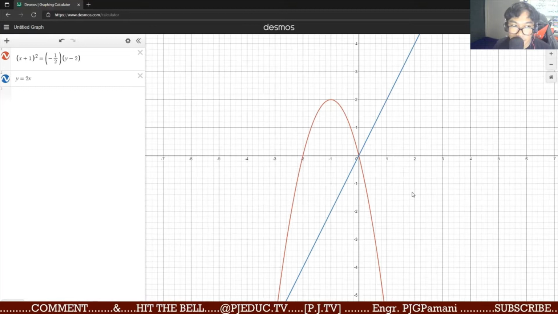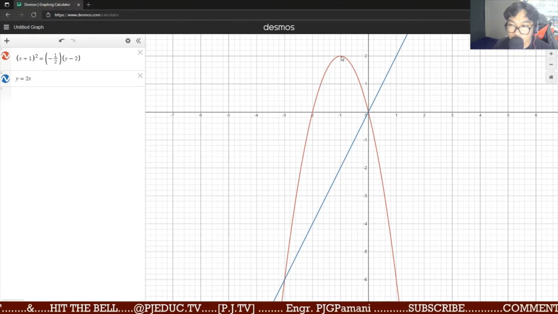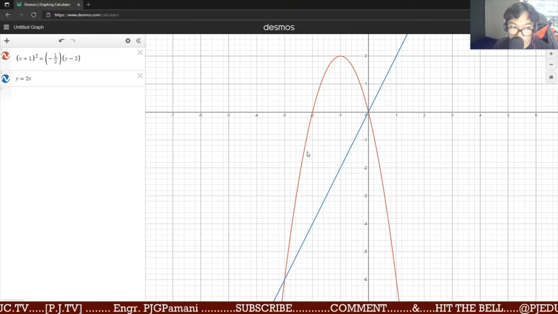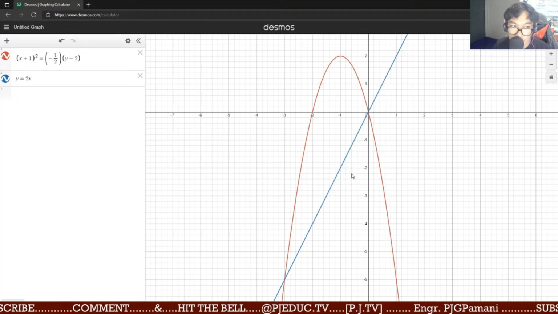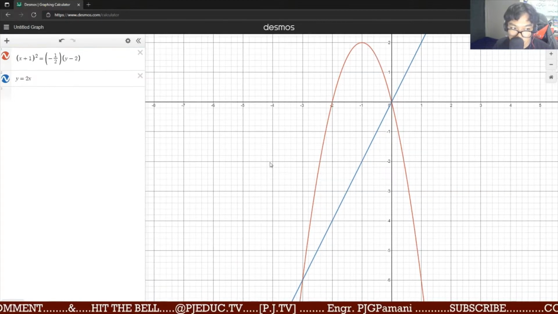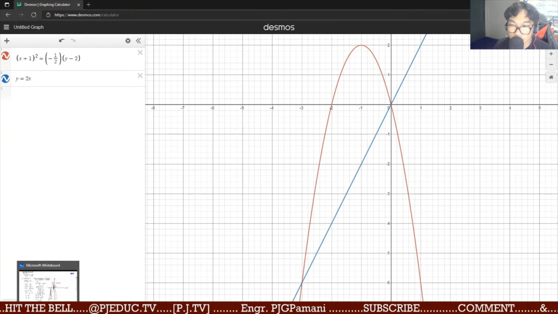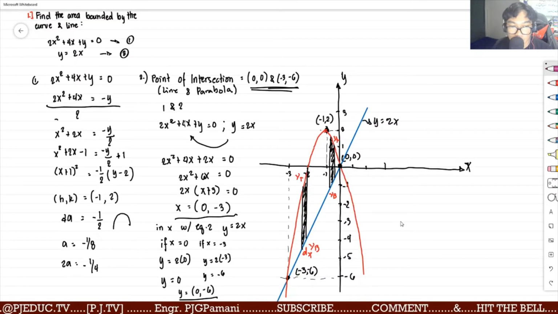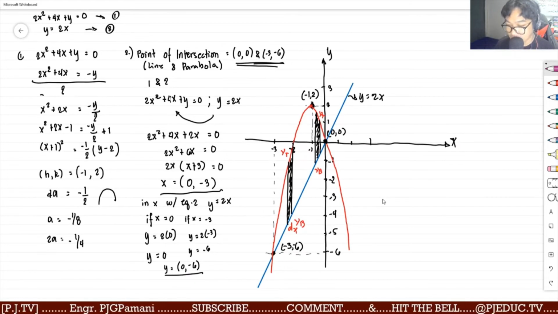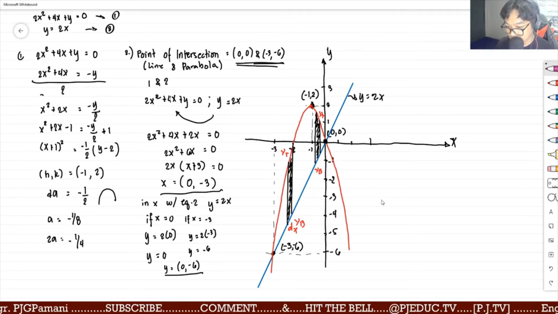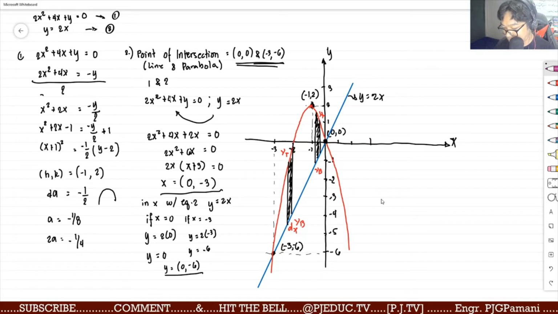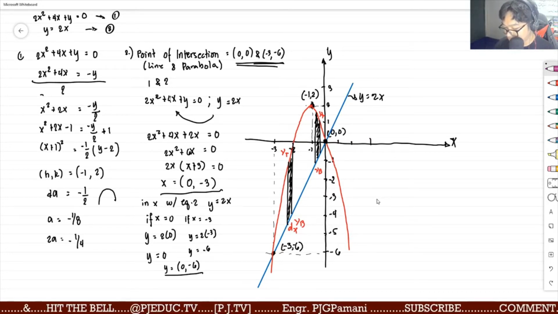So, mapapansin nyo, ito yung ating vertex, -1, +2, 0, 0, -3, -6. So, ito yung area na kailangan nating isolve. Yung area between the parabola and the dissecting line. So, tama yung ating drawing. Okay? So, with that said, hanapin na natin yung ating area. So, y top, hanapin muna natin si y top.